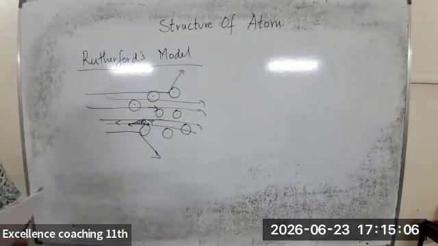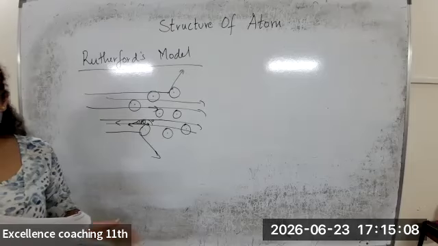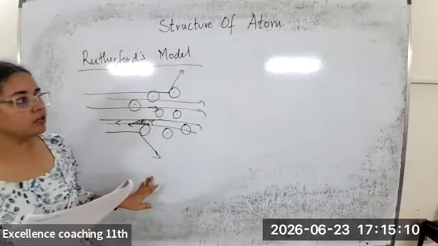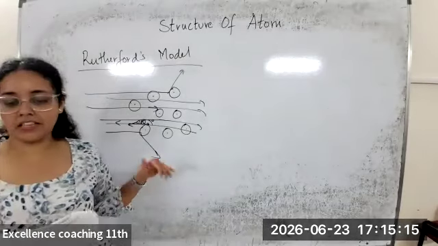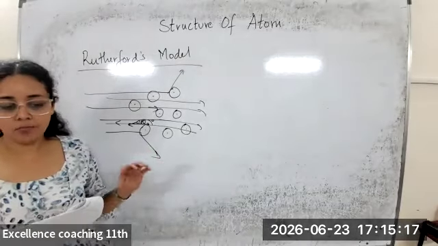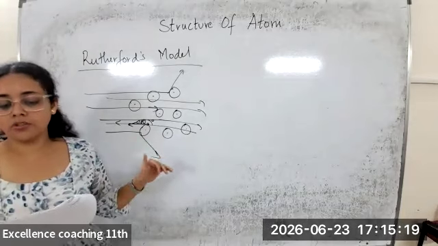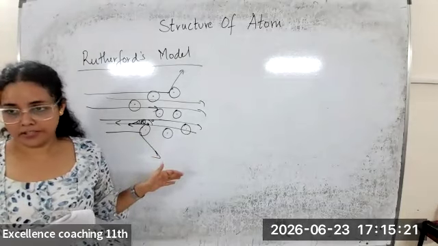Further on, coming to the observations and conclusions. The first conclusion was that most of the space in the atom is empty, as most of the alpha particles pass through the gold foil undeflected.